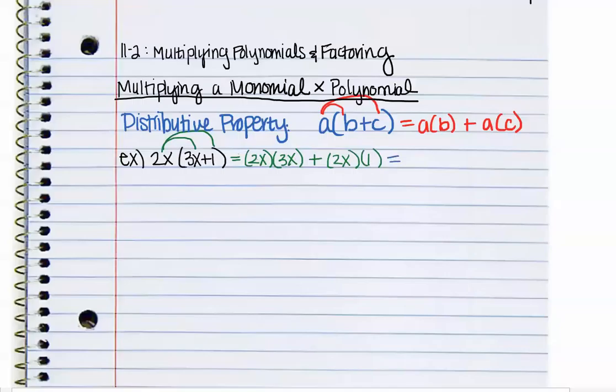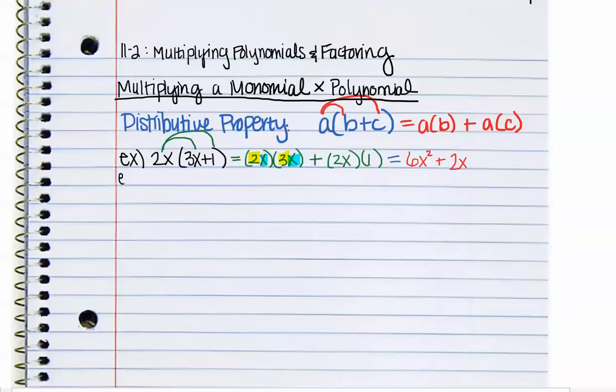Such as 2x times 3x would be, well, 2 times 3 is 6, and then we're going to do x times x, where we are going to add the exponents, and so we get 6x squared plus, and then 2x times 1 is just 2x, and there's your answer. All right. So we can do that for a monomial times a binomial, or we can make it more complicated.